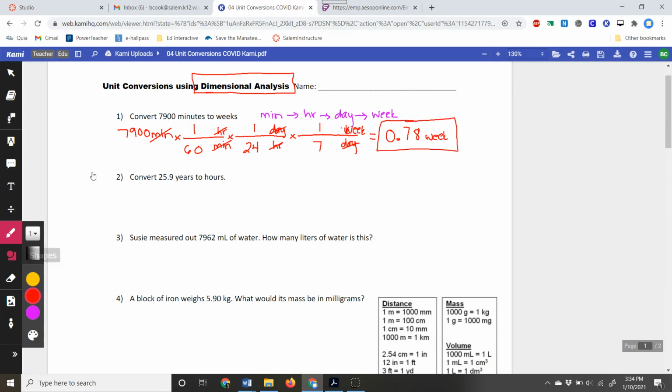Remember, for dimensional analysis, you're always going to see this diagonal pattern of our units. Notice how the minutes matches the minutes, the hours matches the hours, the days matches the days, and then the only unit that doesn't get canceled out is the one I'm solving for.